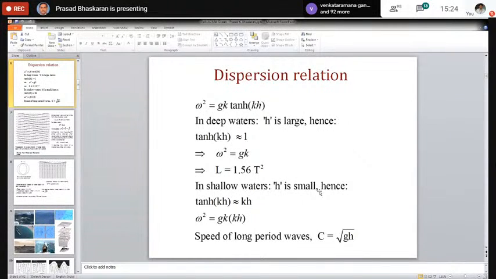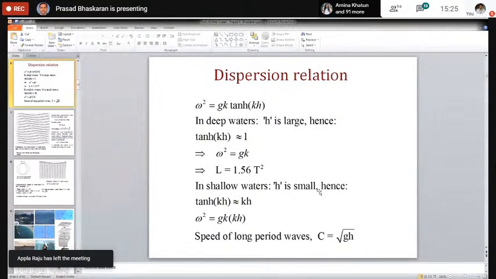You can find it very popularly in the textbooks, where it is referred to as Airy wave theory. It is also called small amplitude wave theory, and it is also referred to as linear wave theory.